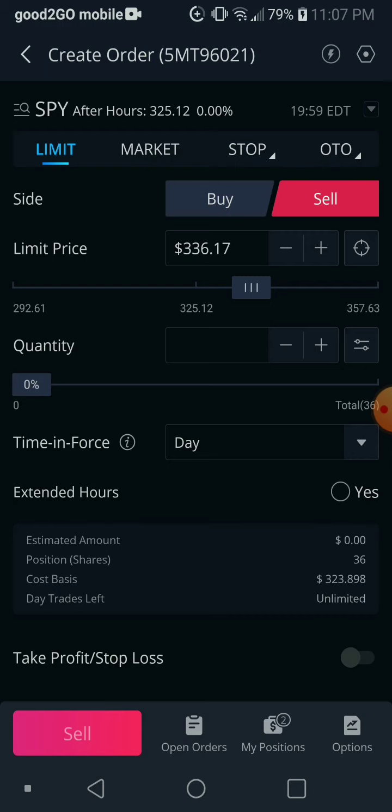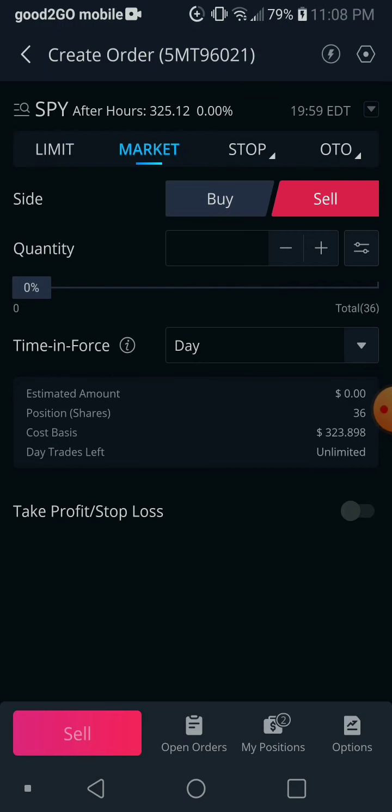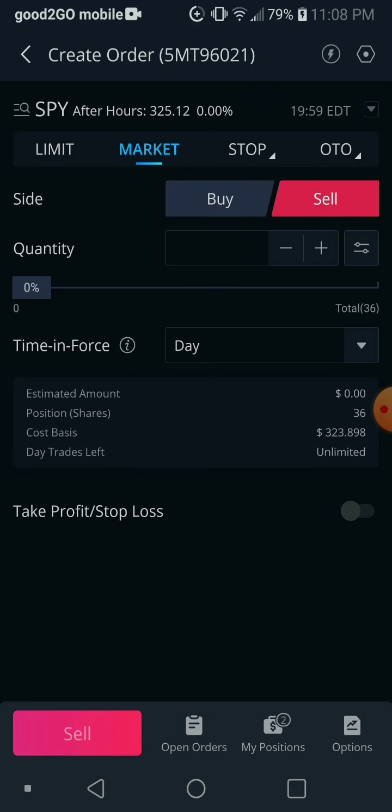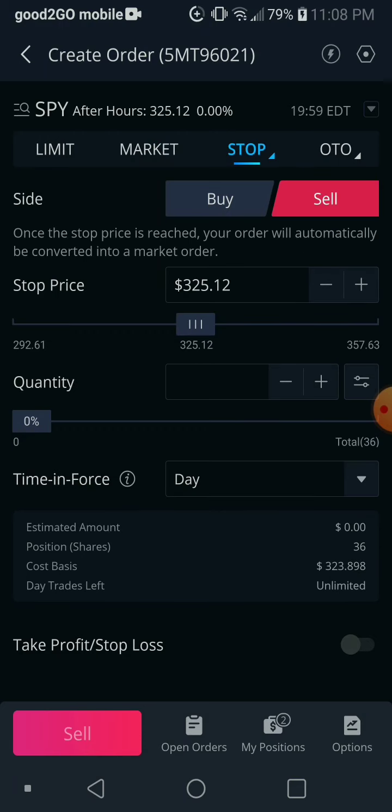So that's limit. We already talked about limit. We don't need to explain it again. It's the same. And the other one is market. We all know market. It's going to sell it or buy it, see here, at the market price. We already know that. Stop. We already explained the stop. So you're going to say, hey, if the stock hits this price, please apply the order. So all of them are the same.